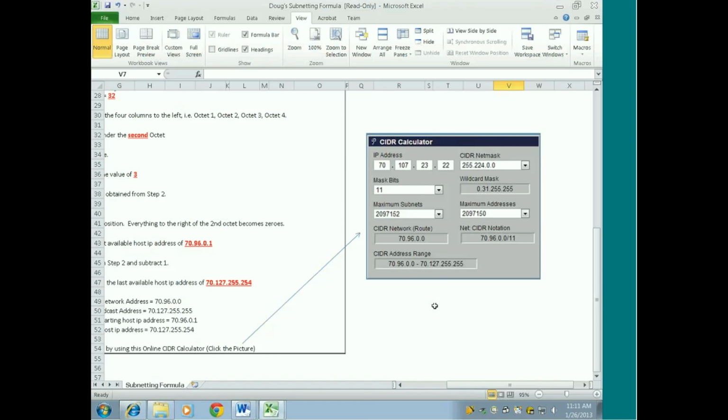Remember how I said prefixes for access lists? We also use wildcard masks for OSPF. You can also use them for EIGRP. 0.31.255.255 is the same thing as saying a /11, only it's backwards.